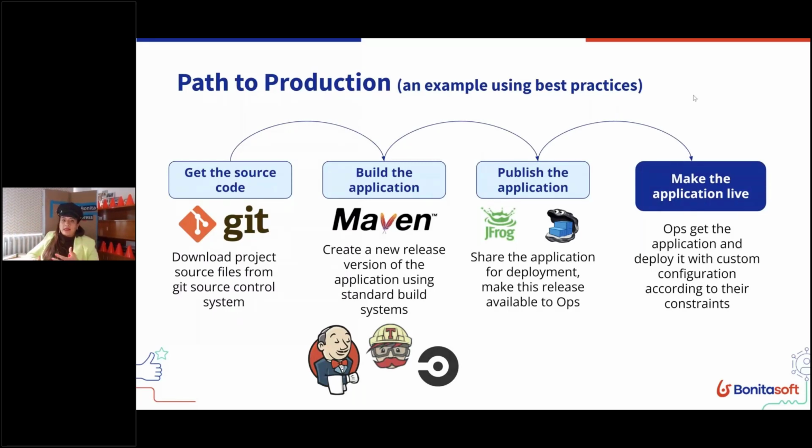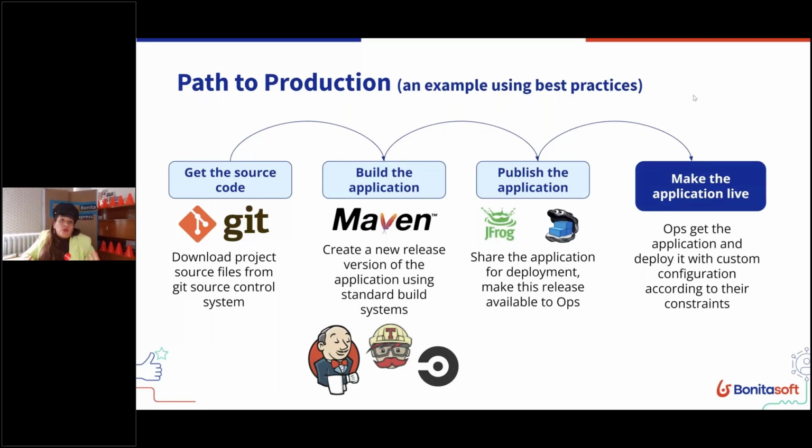For example, this is just an example using best practices. You get the source code to download the project source files from your Git source control system. You build the application with Maven, as I have just shown you. And why not integrate this into your CI? I don't know, maybe you are using Jenkins or Circle CI or Travis CI or something else. So you are able to create a new release version of the application, but using the standard build systems.